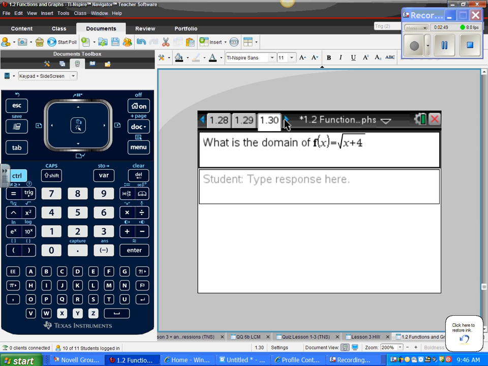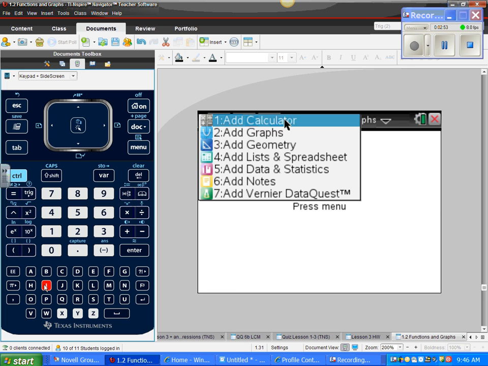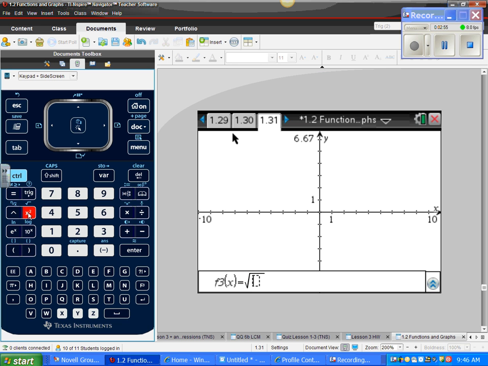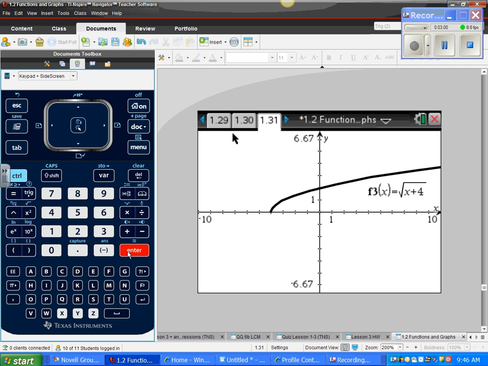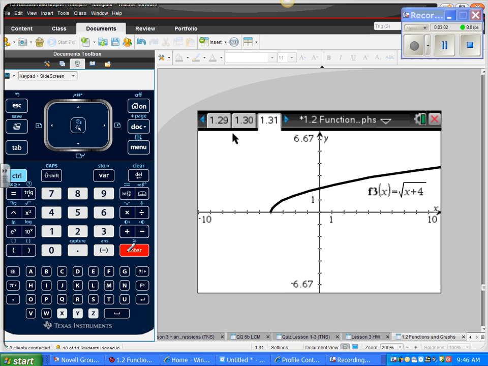All right, so let's get a little bit harder. Square root of x plus 4. So we're going to add a graph page. We're going to graph it. And here's what it looks like. So let's start thinking domain. What values on the x-axis are being used? So from this point here, all the way, as it continues on, those are my domain values. So my domain is going to be from negative 4 all the way to infinity.